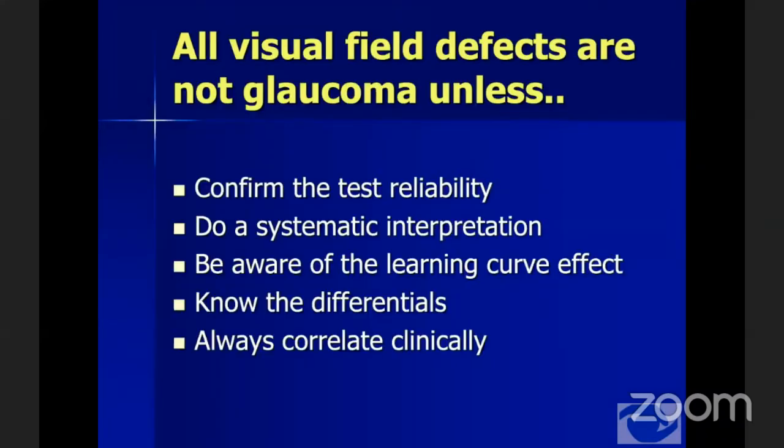So to sum up, all visual field defects that you see on the perimetry printout are not glaucoma unless you confirm the test reliability. Do a systematic interpretation keeping in mind those 8 zones that we spoke about. Be aware of the learning curve effect in certain individuals. Know your differentials, be it an artifact, be it a congenital optic nerve head disorder. It could be a variation of normal like a physiological cup, or any other retinal disease that could be producing a field defect like glaucoma. Always correlate it clinically with proper history, and you won't be missing glaucoma or non-glaucoma visual field defects.